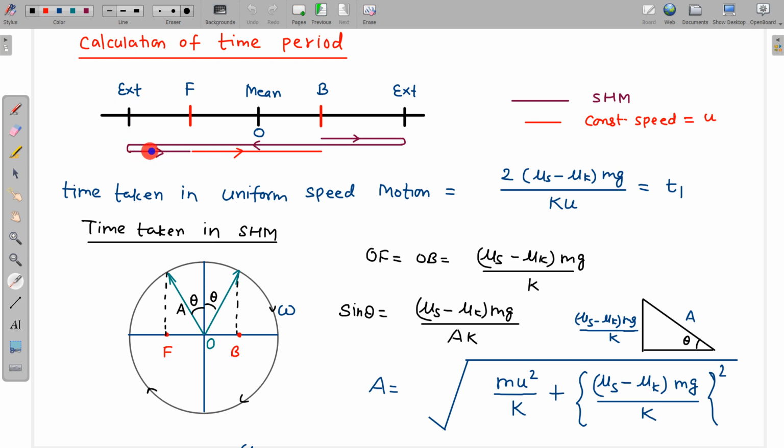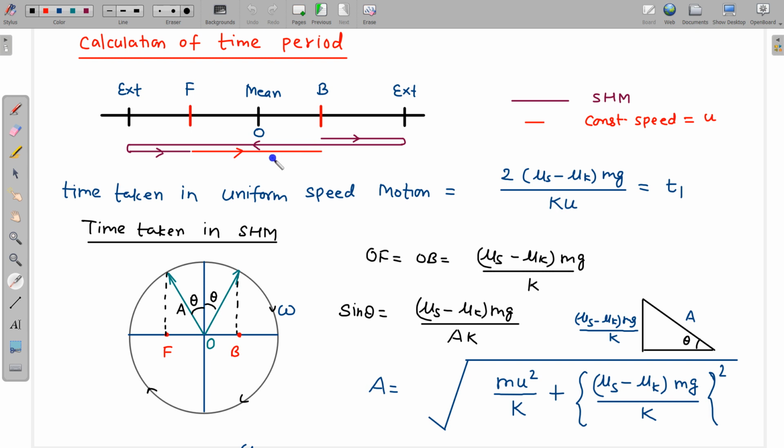From the left extreme position it is again performing SHM till this point F, and between F and B this is not SHM. Between F and B this is motion with constant speed u, a constant velocity motion. So this red line in one complete time period is showing the motion with the constant speed, and this is showing the SHM. Now we can find the time period.